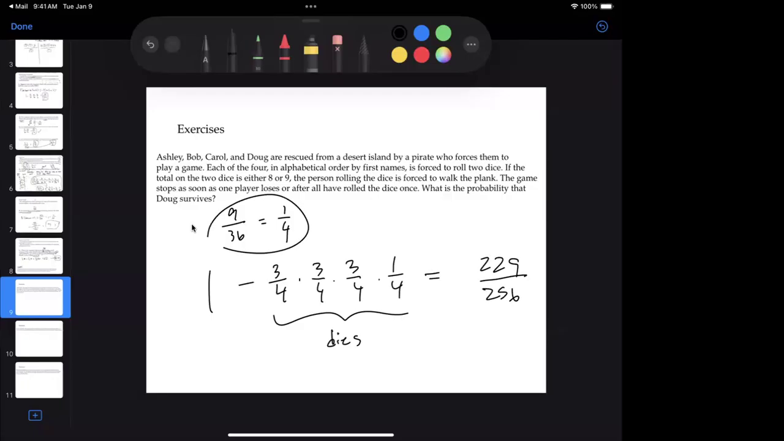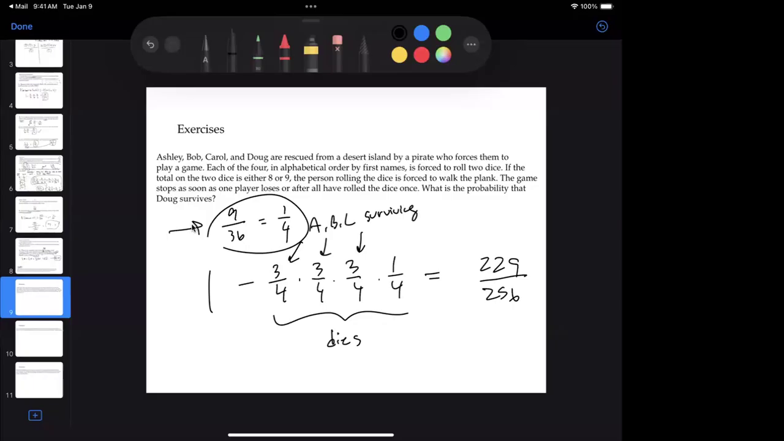So this is very critical: finding the 9 over 36, the number of ways you can roll either an 8 or 9. And then this is A, B, and C surviving, I guess.